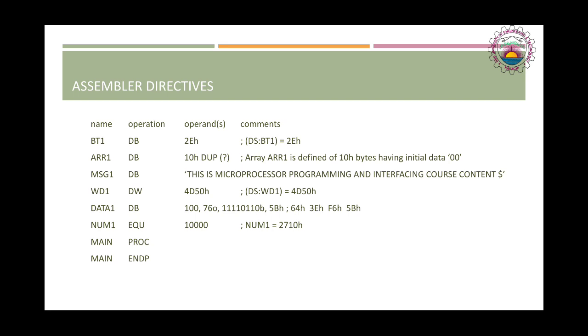After that you have the equate EQU statement, num1 EQU 10,000. The equivalent of 10,000 is 2710 hex. That value is equated with the symbol num1. So whenever you write num1 in any program, the numerical value 2710 will be replaced there by the assembler. And by using the EQU instruction, you may equate a 16-bit number to a label or name.